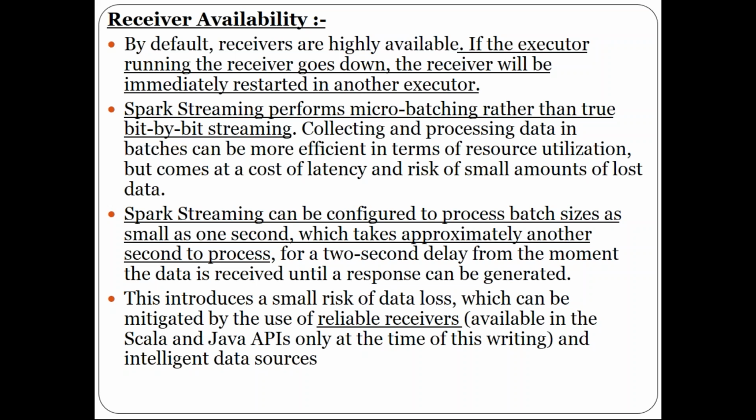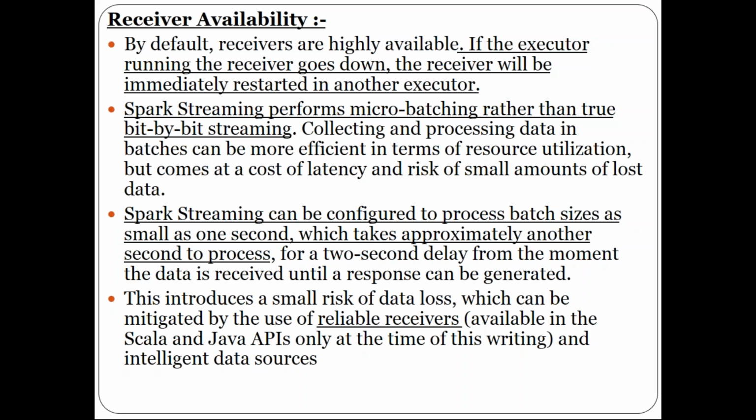Now, this has a small risk of data loss which can be mitigated by the use of reliable receivers. Reliable receivers are one big ocean where developers can dive in and make best use of Spark performance enhancements. Now, these reliable receivers are available in the Scala and Java APIs only. They are not available in Python.